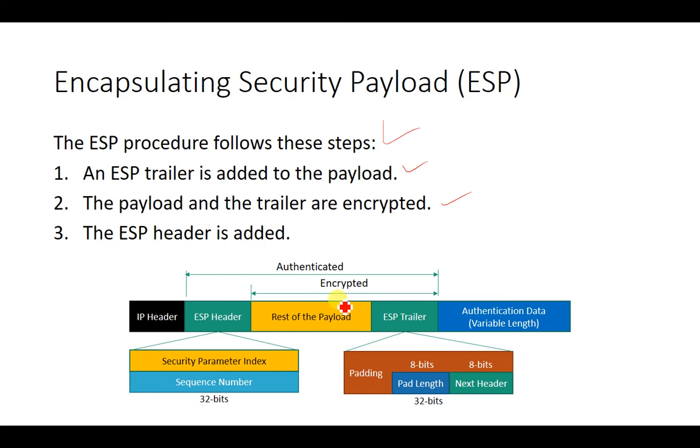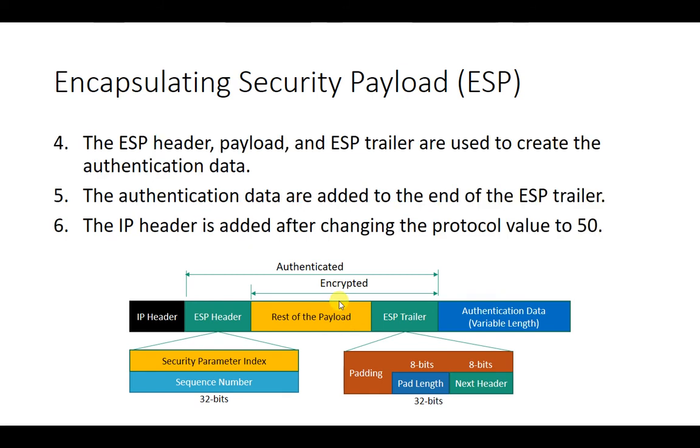After adding the header, it provides the authentication capability. So in the fourth step I have written that the ESP header, payload and ESP trailer are used to create the authentication data. Now after the authentication data has been created, the authentication data are added to the end of the ESP trailer. So over here, the entire authentication data created from these three fields will be added to the ESP trailer. Then the IP header is added after changing the protocol value to 50. As I have already discussed, the protocol field of the IP header will be replaced with 50.